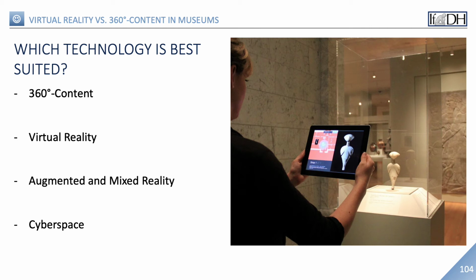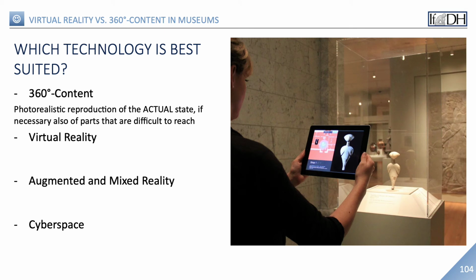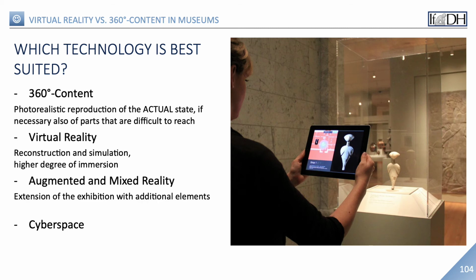360-degree content is suitable for the photorealistic reproduction of the actual state, if necessary also of parts that are difficult to reach. If the information is on the surface of the object and only needs to be viewed closely enough, the all-round view as a photo series is a method of choice. However, if the aim is to reconstruct and simulate objects and spaces, and if a higher degree of immersion is desired, it is better to aim for a virtual reality application.